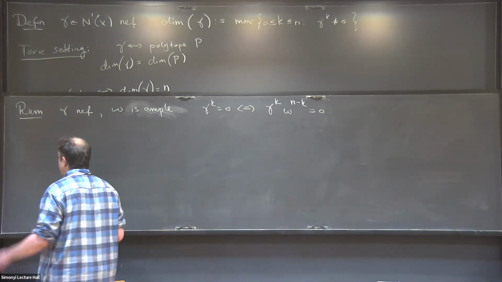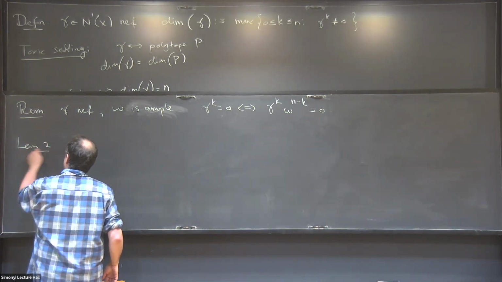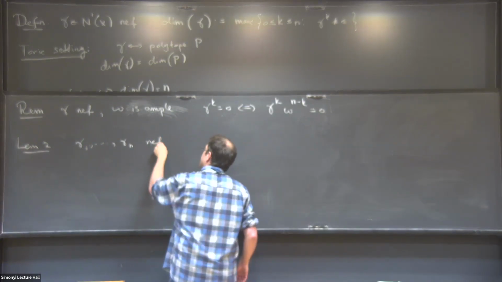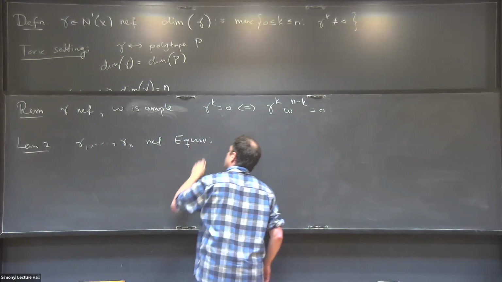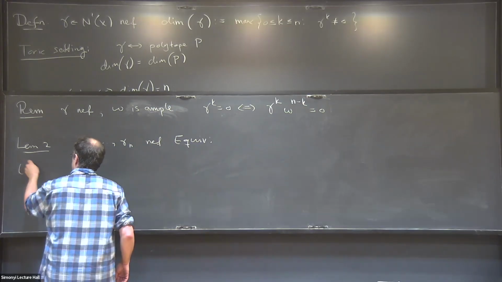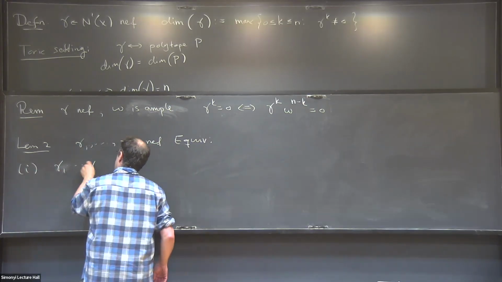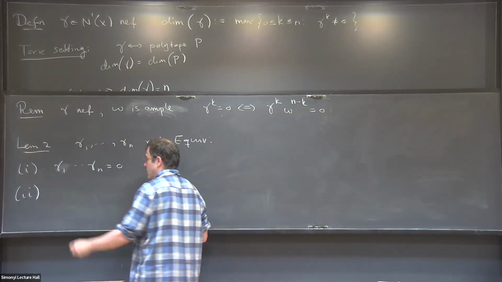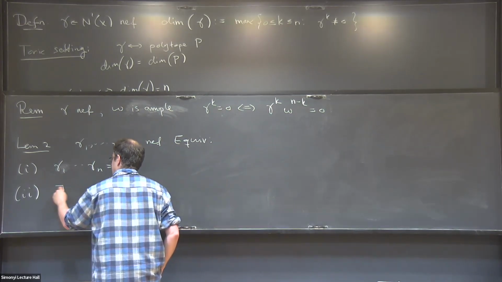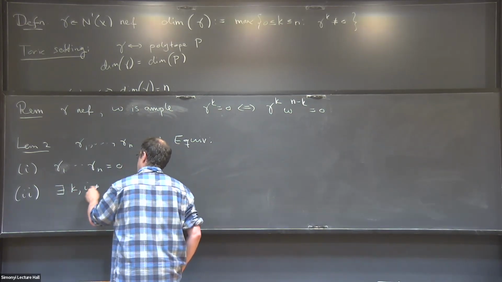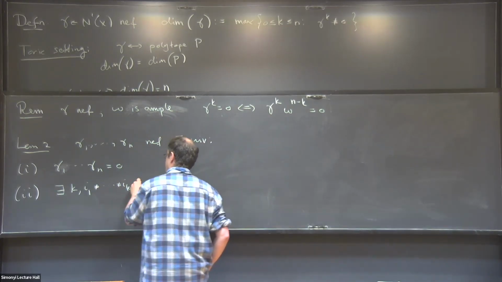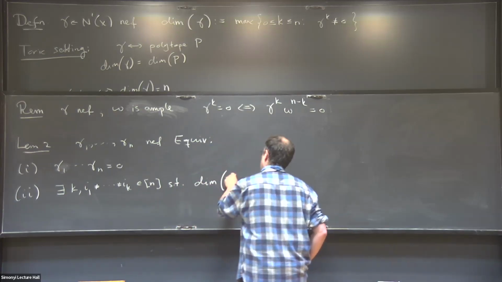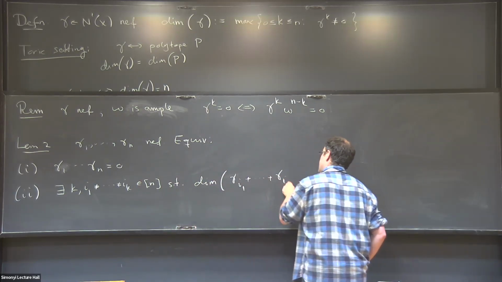Okay, so here's a lemma. It's called Lemma 2. Suppose gamma 1 to gamma n are nef. Then the following are equivalent. First, the intersection number is 0. And second, here's the condition, which is literally just copied from the convex geometry setting: there exist some k and some distinct indices i1 to ik from 1 to n such that the dimension of gamma i1 plus ... plus gamma ik is less than k.